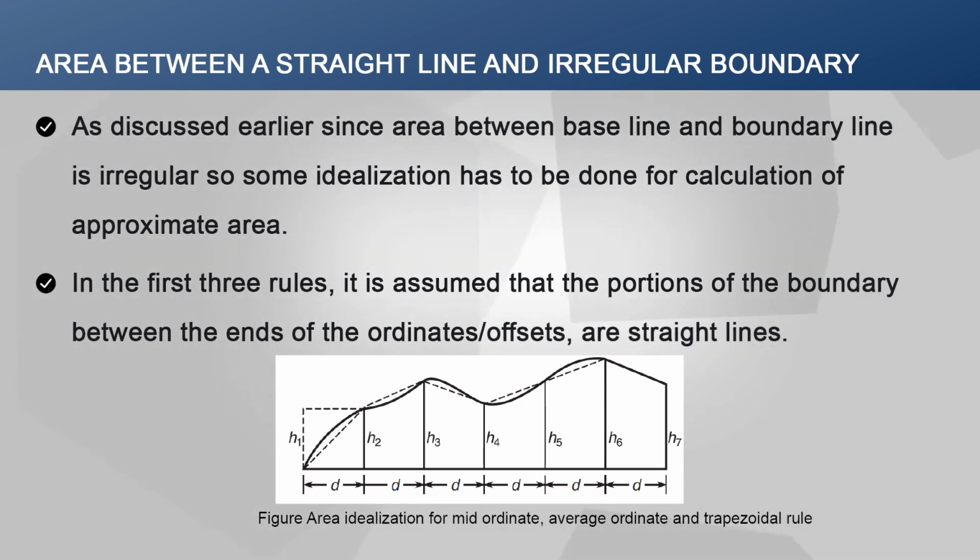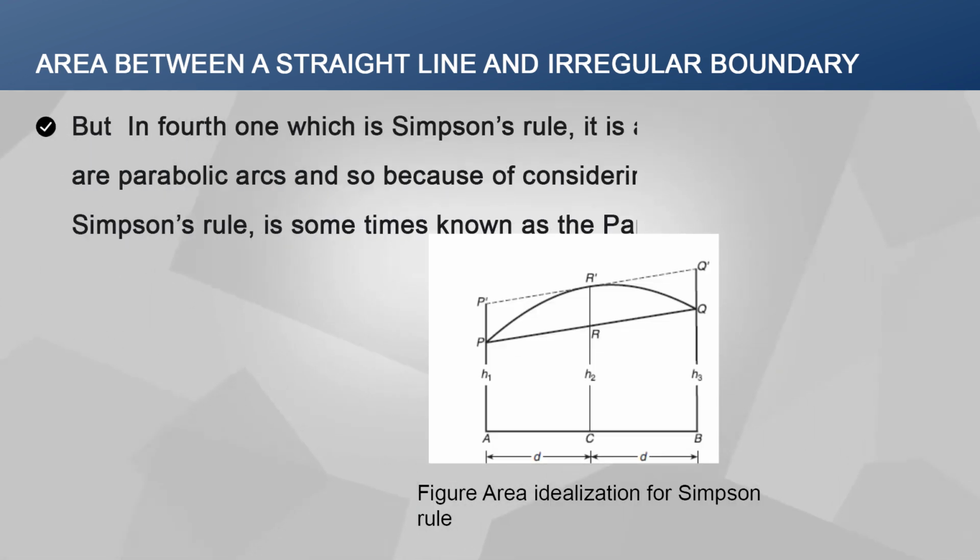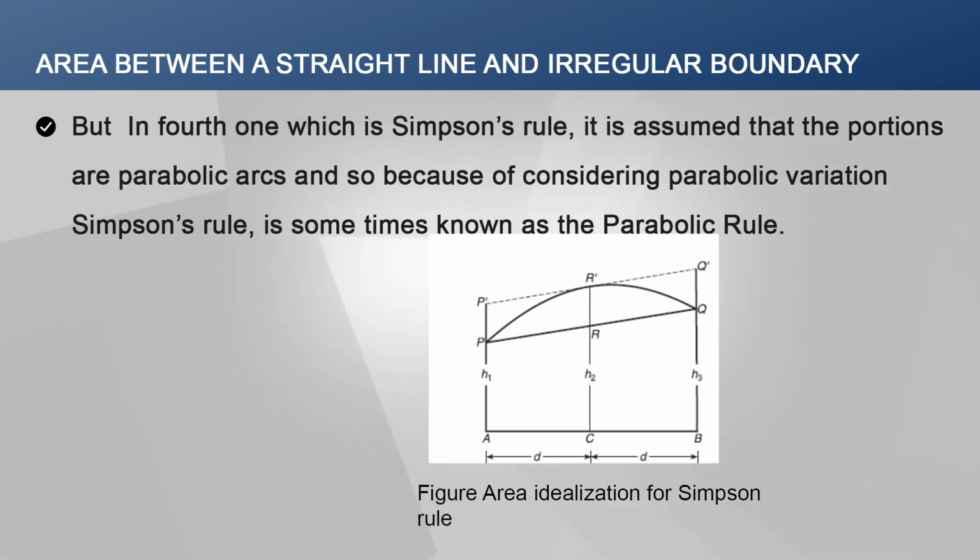It is assumed that the portion of the boundary between the ends of the ordinates, or offsets, is a straight line. You can see in this figure that the curved portion is idealized as a straight line. But in the fourth method, which is the Simpson rule, it is assumed that portions are parabolic arcs, and because of considering parabolic variation, Simpson rule is also known as parabolic rule.